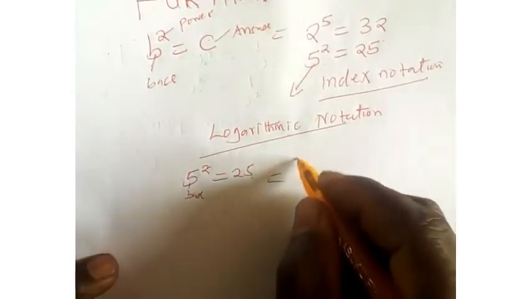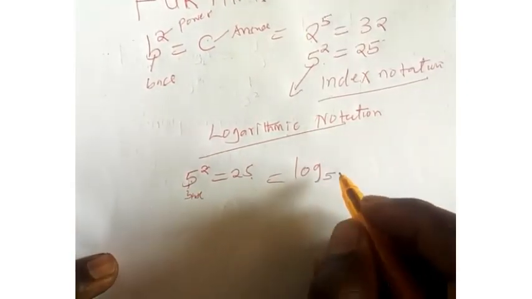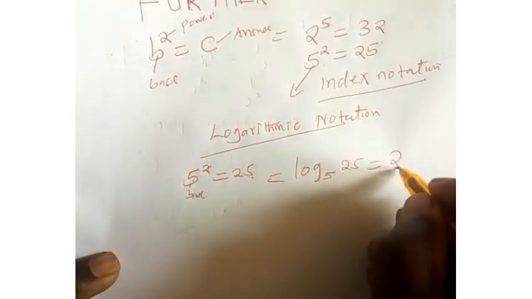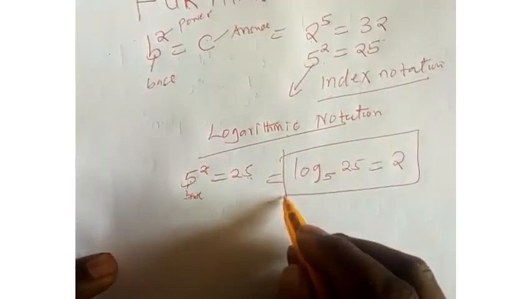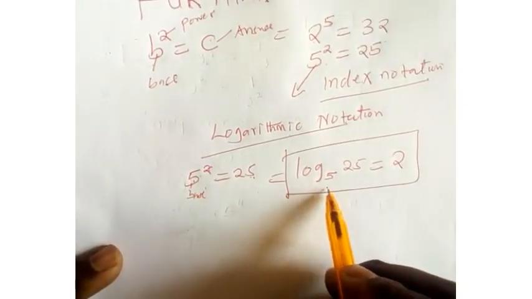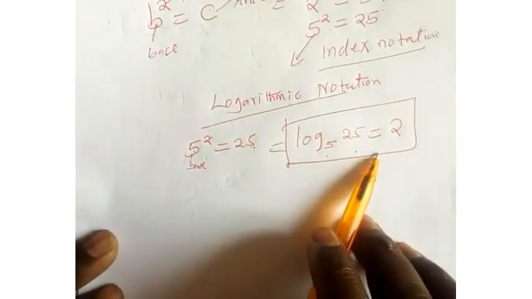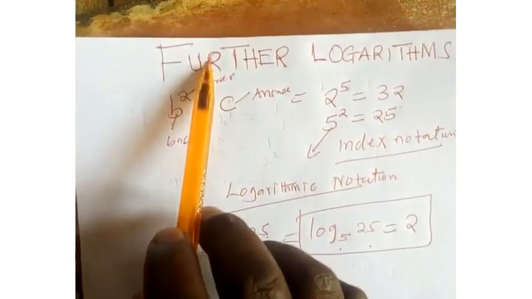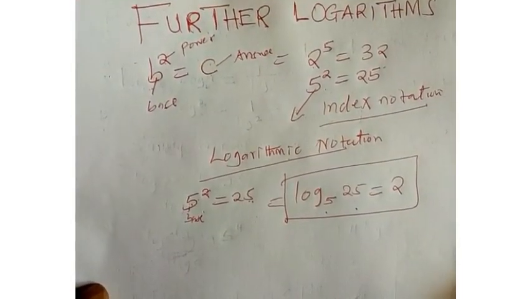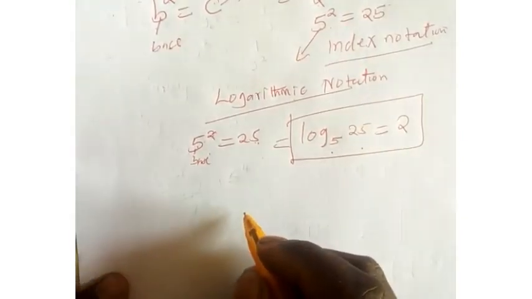So we write log base. The base here is 5, and then the answer 25 equal to 2, the power. So now we have converted the index notation to logarithmic notation. This one is very important for us to deal with further logarithms. It is important that you understand this. Therefore, we continue. Let me write one more example.